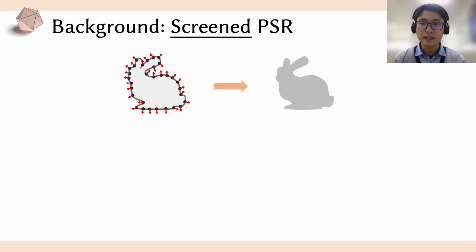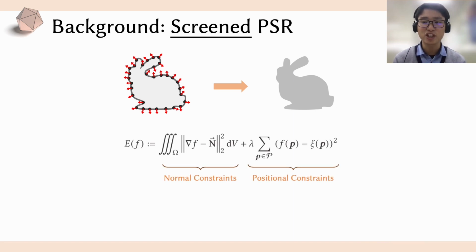Such an inverse process is achieved by solving Poisson equation, derived by applying the variational method to the following energy equation E(F) to obtain the best implicit function F. In order to make the function respect the raw information from the points, SPSR further adds positional constraints into the energy formulation so that F is encouraged to evaluate to the target scalar value xi that represents the level set.